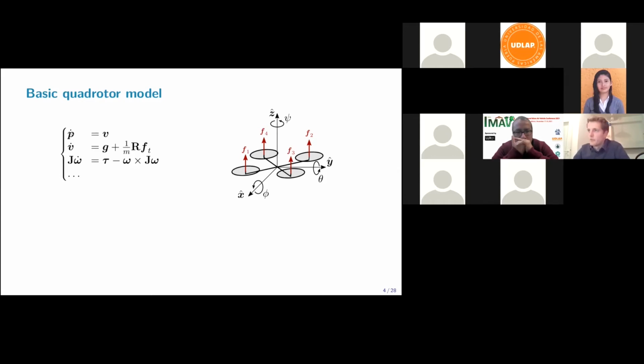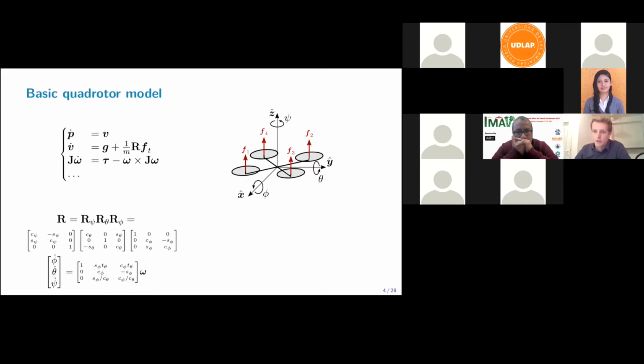Here we see the derivatives of the position, velocity, and the body rates. I left out one equation here because usually this is one of three possible options, depending on how the orientation is represented. Usually this is either using Euler angles, roll, pitch, and yaw, and in that case the derivatives look like this. Or this is using quaternions, or with an expression for the derivative of the rotation matrix itself.